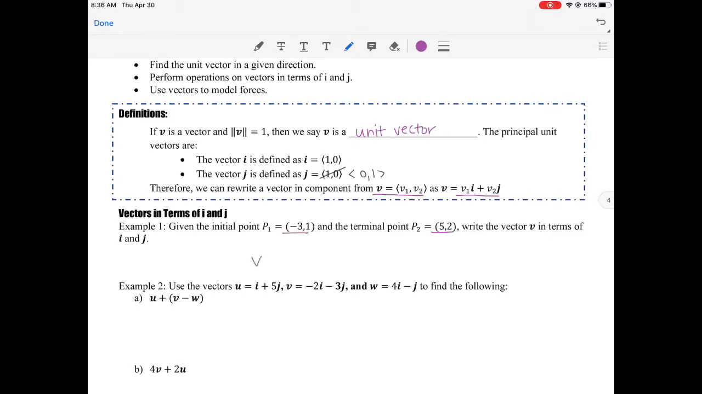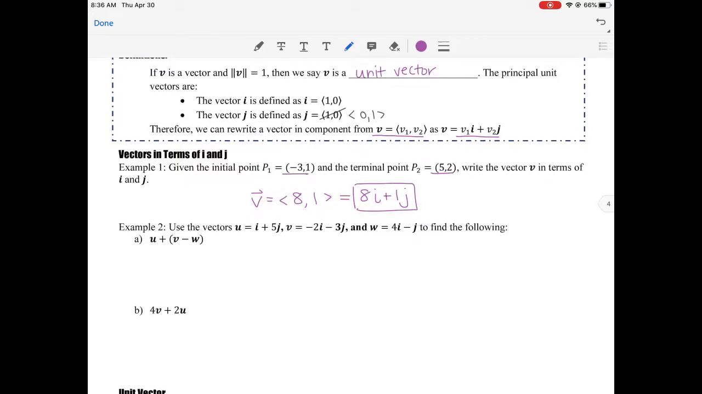I'm going to just do what we did last time. So tell me how much right or left we're going from negative 3 to 5, we're adding 8. To go from 1 to 2, we're adding 1. And they're just saying, hey, that's the same as saying 8i plus 1j. This is an equivalent format.